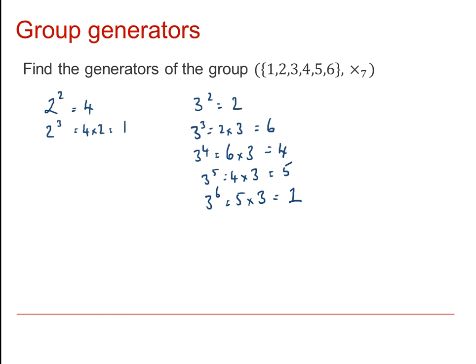So you can see that 3 is order 6, and it's produced all of the other elements, 1, 2, 3 itself, of course, 4, 5 and 6. So therefore we can say that 3 is a group generator. Notice that the order of 3 is 6, which is equal to the order of the group.